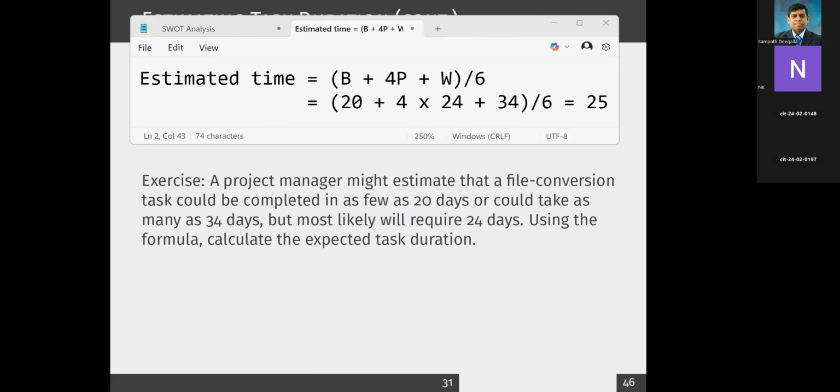Right. So we have discussed estimating in time: you look at the best case, probable case, and the worst case. When we say best case, the best time duration is 20 days. So B is 20. Then W, the worst case, is 34. Most likely is 24. So therefore 4 into 24, plus the rest, divide by 6. That is 150 divided by 6. That is 25.